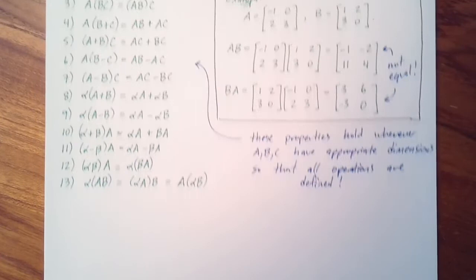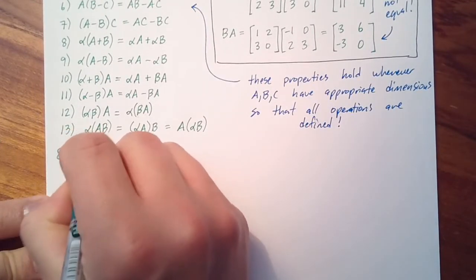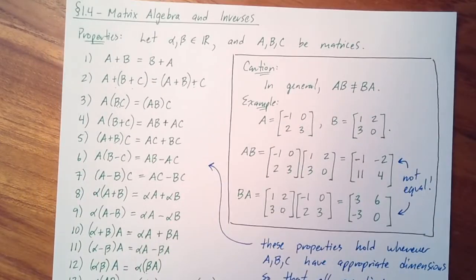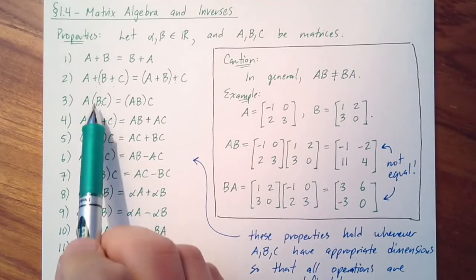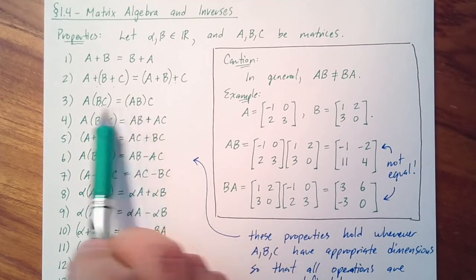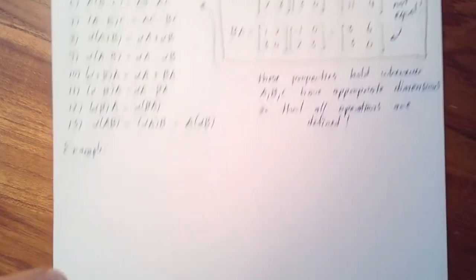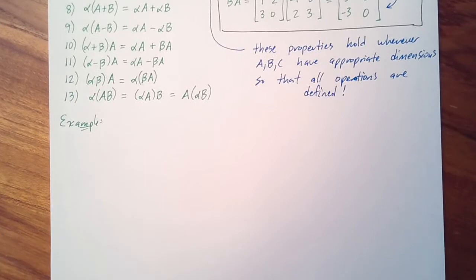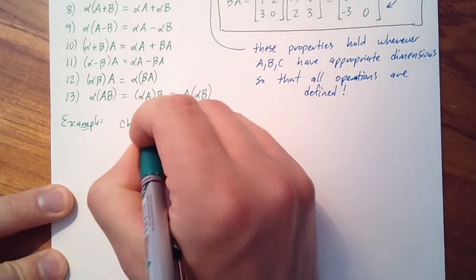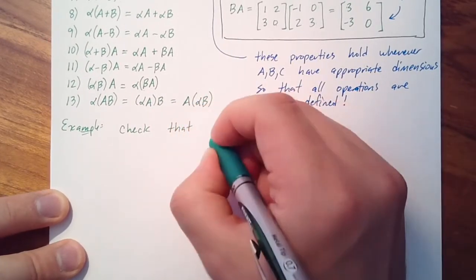So I said we're going to do an example, and I'm going to pick one of these properties to do an example of. There's more in the exercises for you to check on your own, but I'm going to come up with an example to show that this statement is true, property 3, and show you exactly what it means for this statement to be true in the case of particular matrices. So here are the matrices we're going to use.